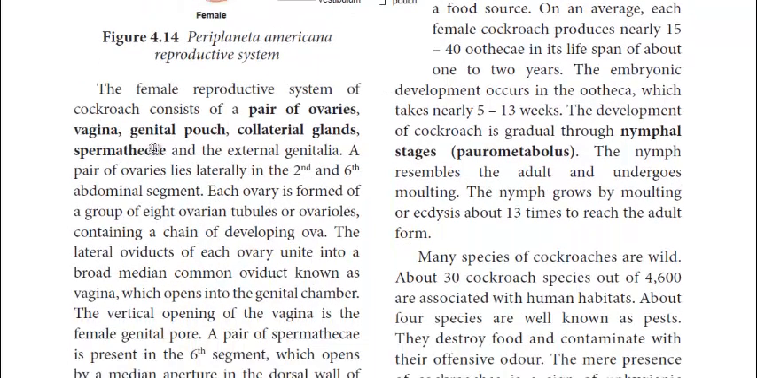Next, the female reproductive system of a cockroach consists of a pair of ovaries, vagina, genital pouch, collateral glands and spermatheca, and the external genitalia. A pair of ovaries lies laterally in the second and sixth abdominal segment. Each ovary is formed of a group of 8 ovarian tubules.